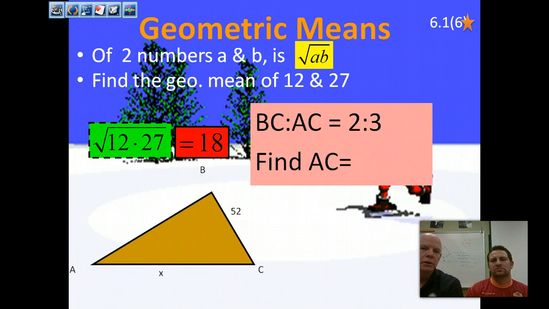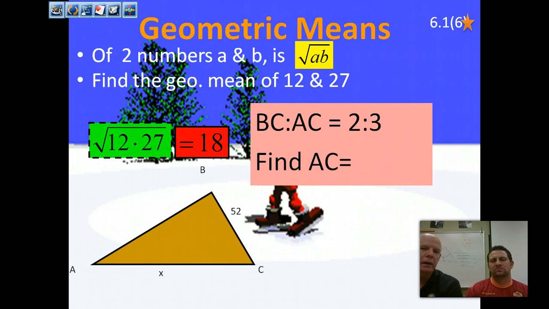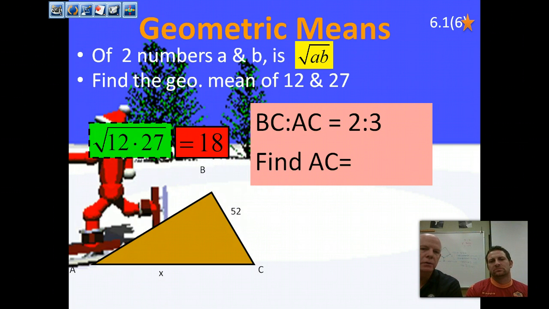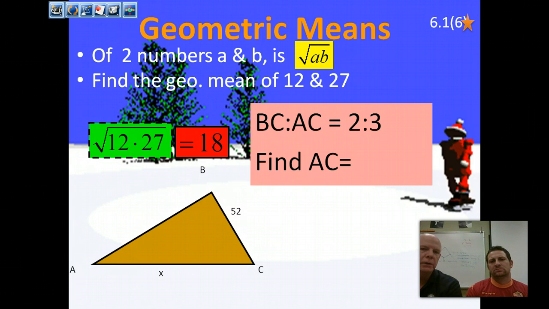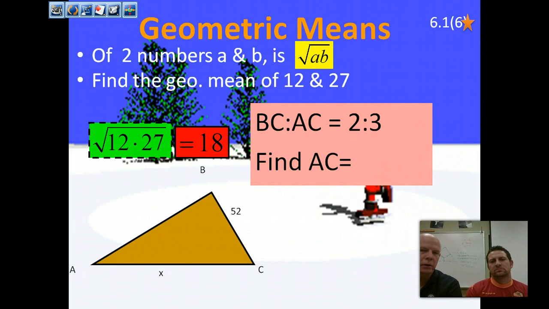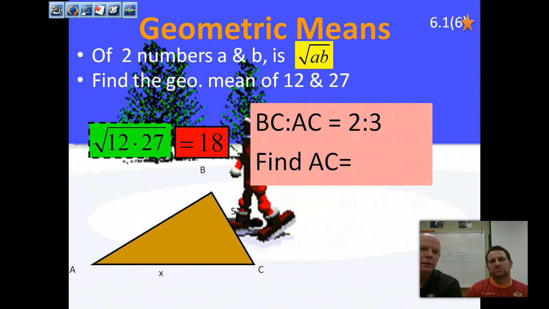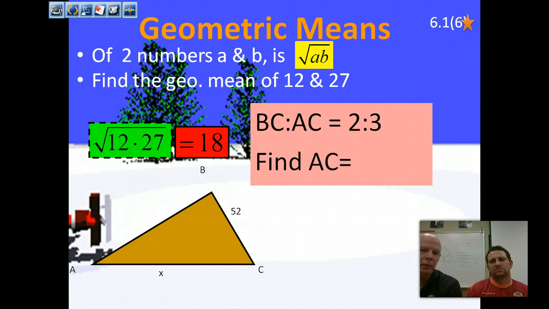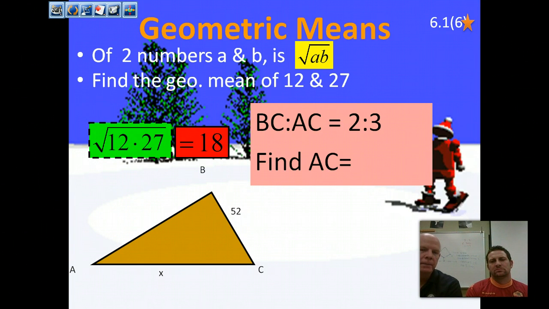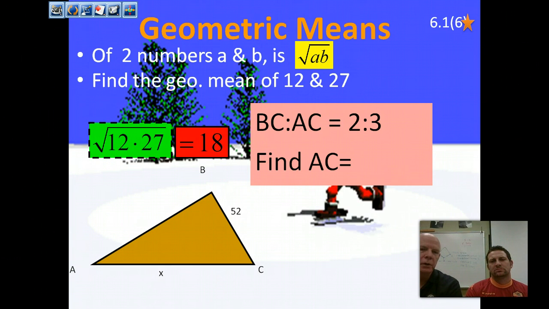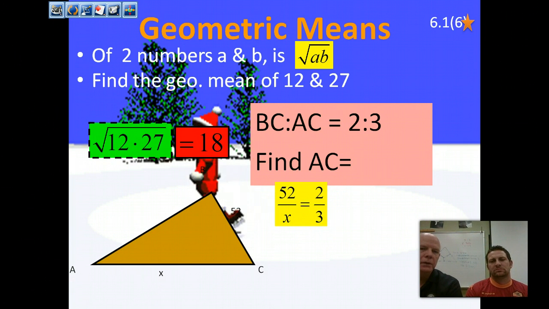So what if we were asked to find the ratio of these two sides? If we have BC to AC, again, order is critical here. If they tell us that BC to AC is 2 to 3, and they want us to find the length of AC, then we're going to set up this proportion here. So BC to AC is 2 to 3. So we set the 2 to 3 there.